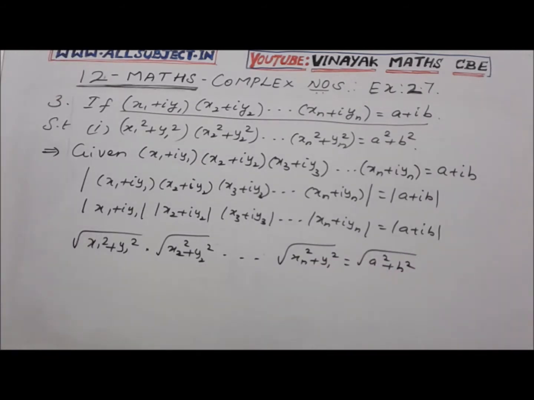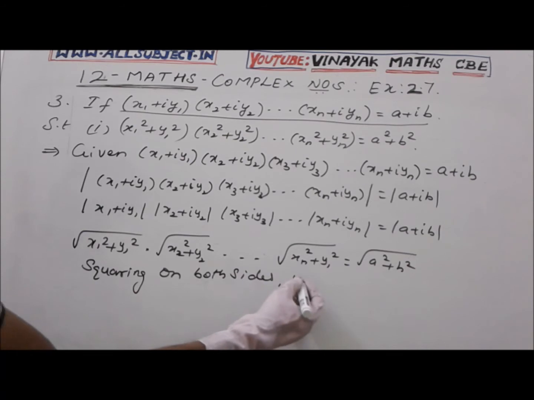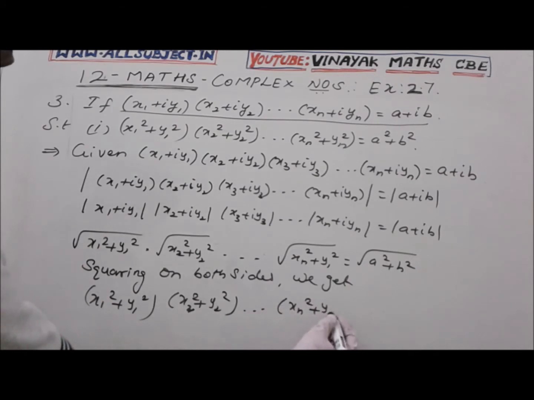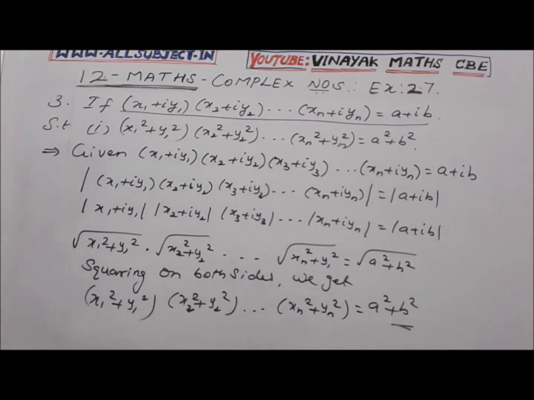Now squaring on both sides, all the square roots get cancelled. Squaring on both sides we get (x1 square plus y1 square) into (x2 square plus y2 square) into etc. (xn square plus yn square) equal to a square plus b square. The first subdivision is over. Now we have the second subdivision.